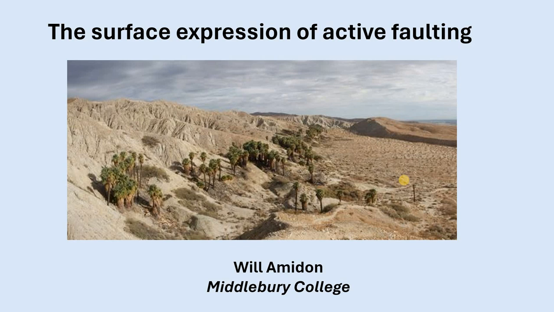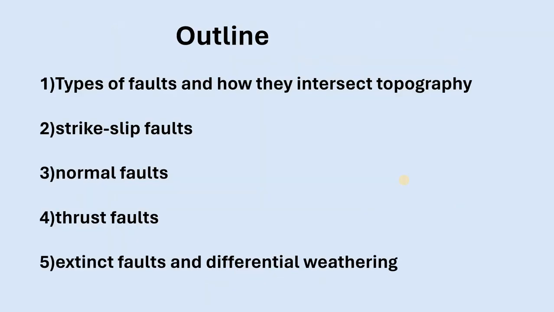So in this video, we're going to talk about how geologists actually identify these different types of faults by studying their shape or their morphology in the landscape. So here's the outline. First, we'll introduce three types of faults, and we'll talk about how they intersect topography. Then we'll look at the details of strike-slip faults, normal faults, thrust faults, and then we'll finish by looking at extinct faults and how we can actually still often see ancient faults even if they're no longer active.